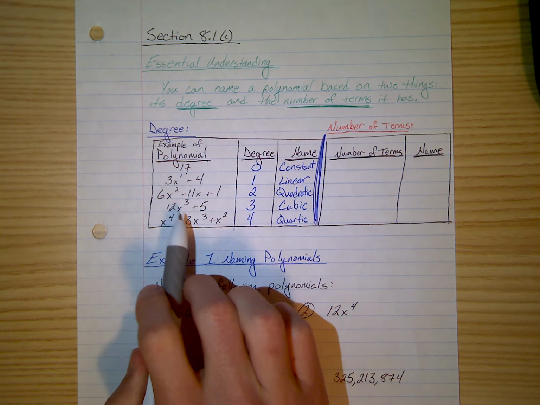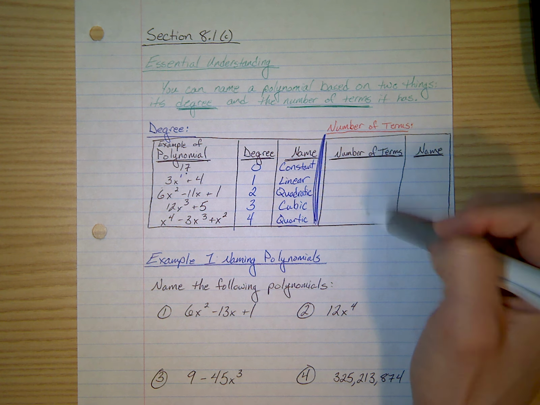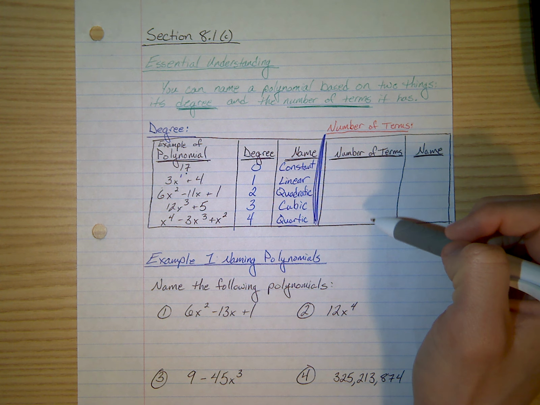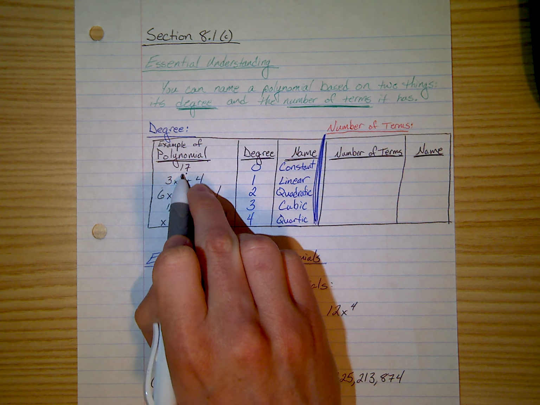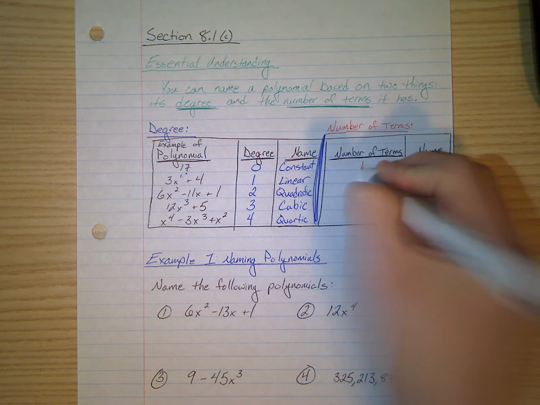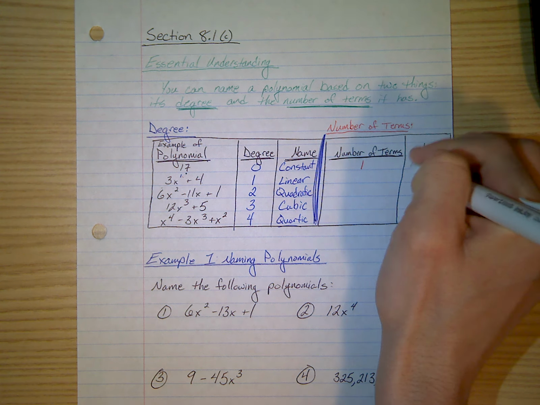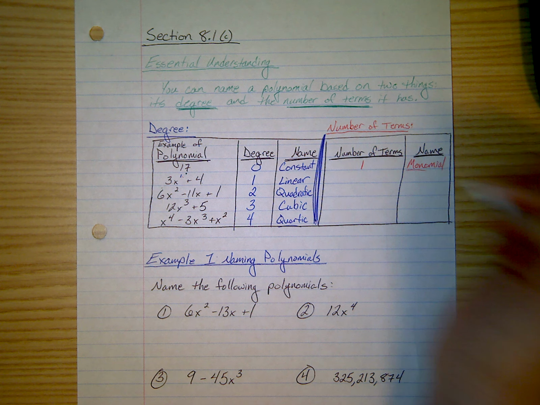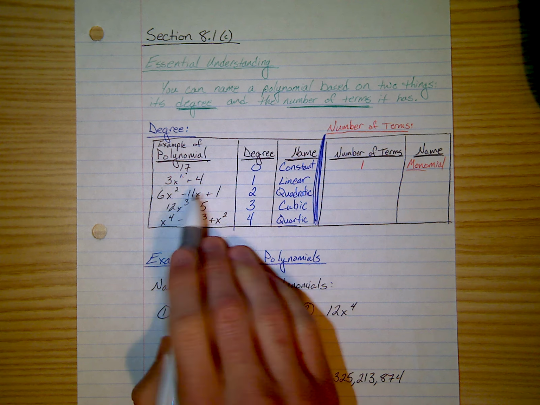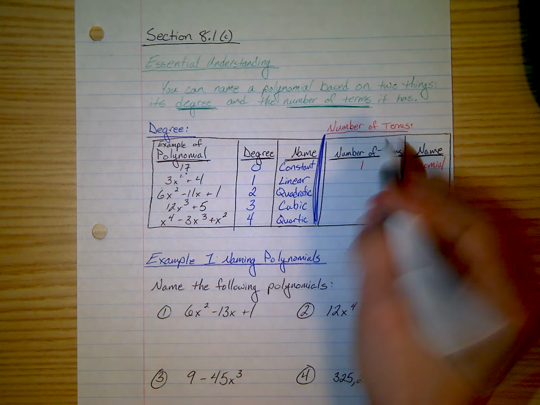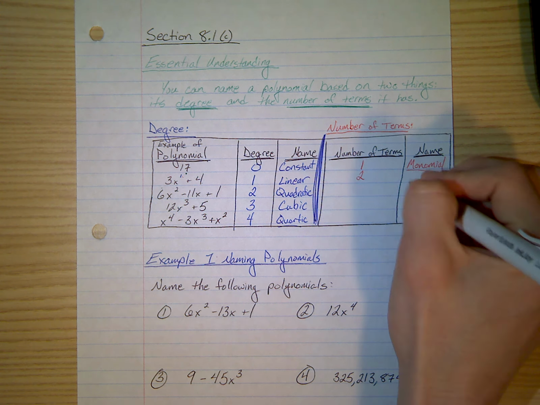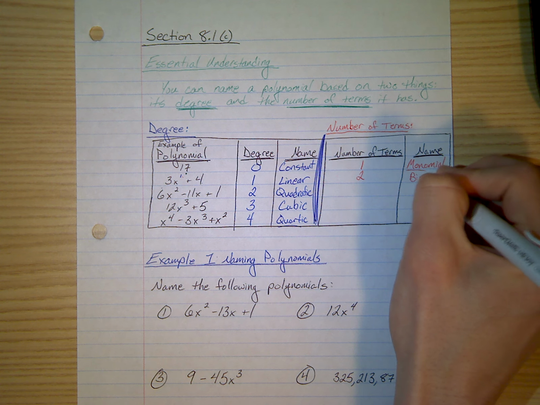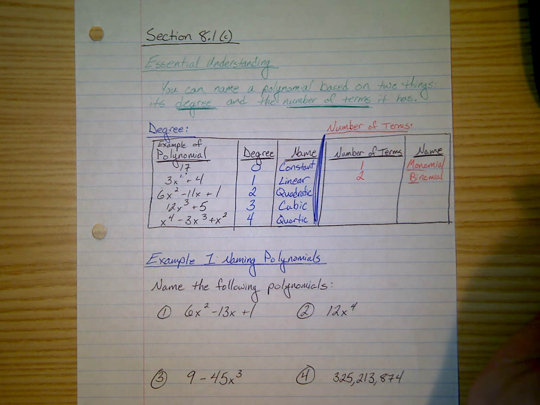Using the same examples, if we rename them based on how many terms they have, well, there's only one term here. Okay, so there's just one term. We call that a monomial. Mono means 1. 3x plus 4. There are 2 terms there. We call that a binomial. Again, think bicycle. Bicycles have 2 wheels, so a binomial has 2 terms.